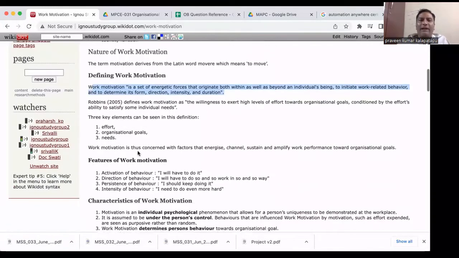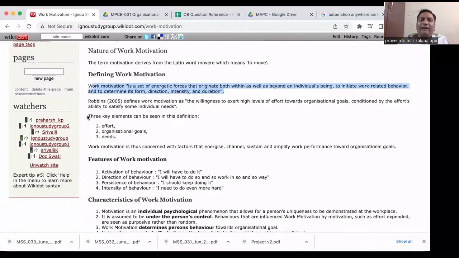Net to net, there are three elements in these definitions. Like any other psychological concept, there are various definitions given by various individuals, but what is most important is that all these definitions cover three main aspects: one, effort; two, goals; three, needs.